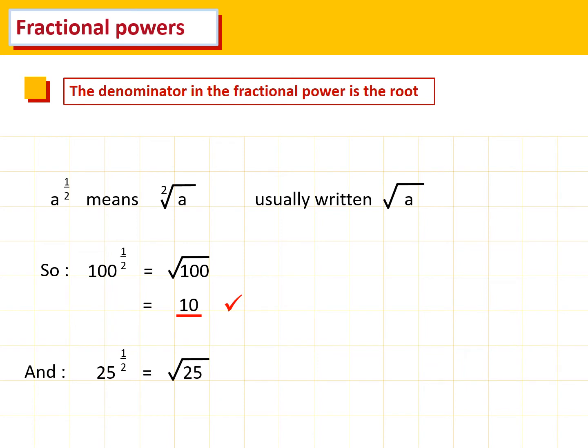Similarly, 25 to the power of a half means the square root of 25, and that is 5.